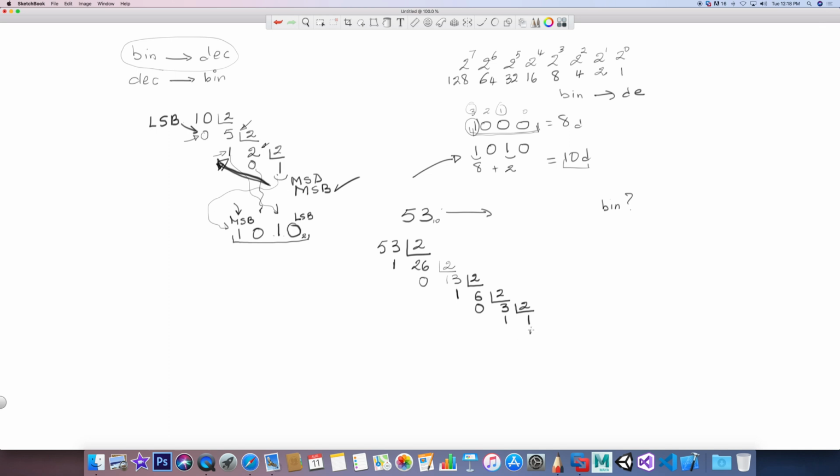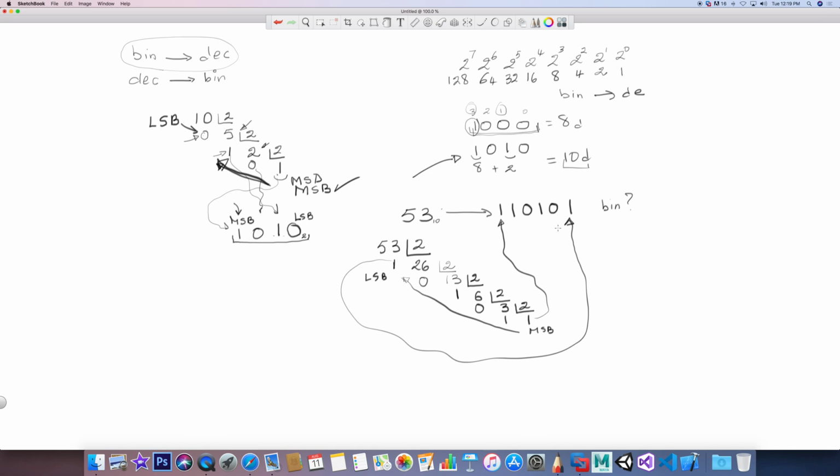Again, this will be your MSB, and you're going to read backwards like this until you reach the LSB. MSB being the most significant bit, LSB being the least significant bit. So let's write it up in here: 1, 1, 0, 1, 0, 1. Again, the most significant bit on the left, the least significant bit on the right.